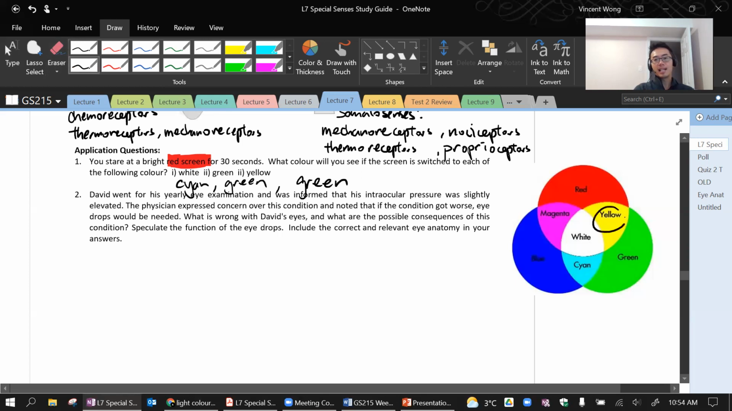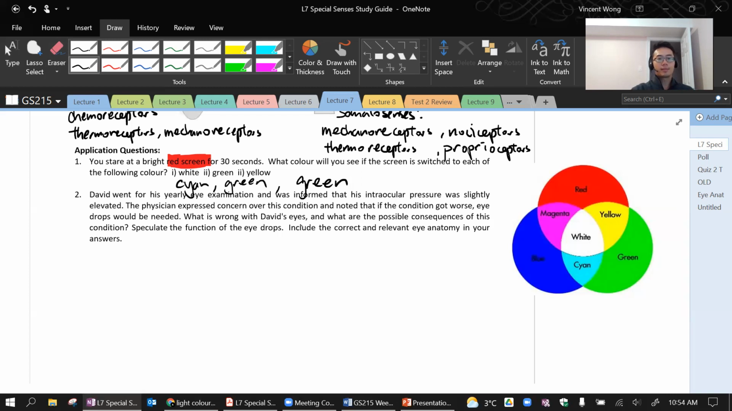Green. Because to see yellow, you need the red and the green, but the red is tired, right? Tired out from the previous screen. So only the green will be transmitting the signal on the yellow screen. All right, I hope that makes sense. If you see something like that on the test, I hope you'll get it.